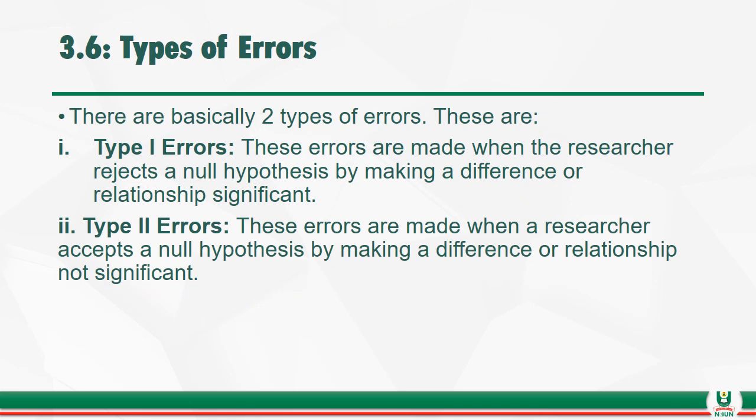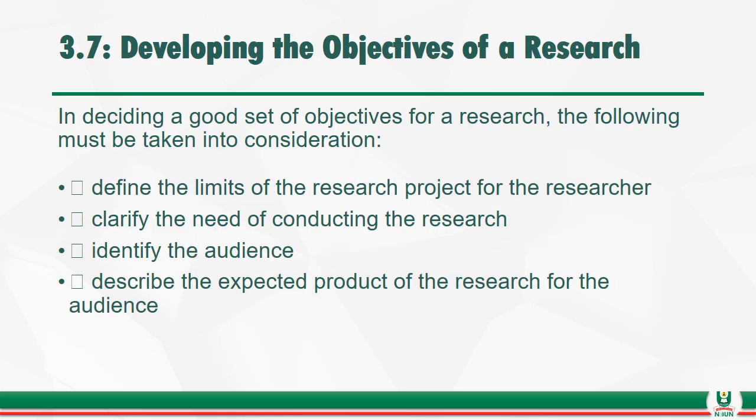Types of errors. There are two types of errors, the type 1 error and the type 2 error. The type 1 error is committed when the researcher rejects a null hypothesis instead of accepting it, while the type 2 error comes up when the null hypothesis is accepted instead of rejecting the same null hypothesis.